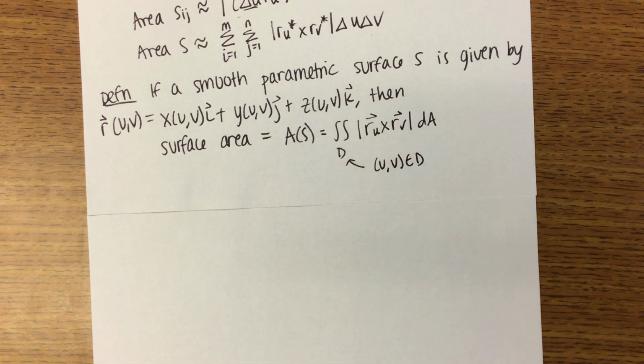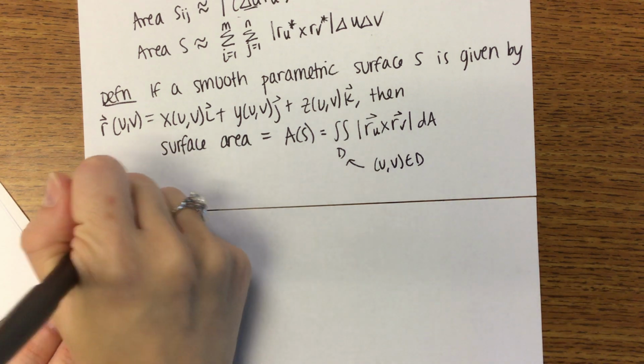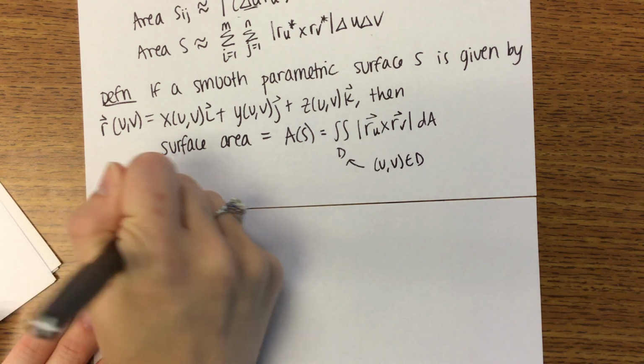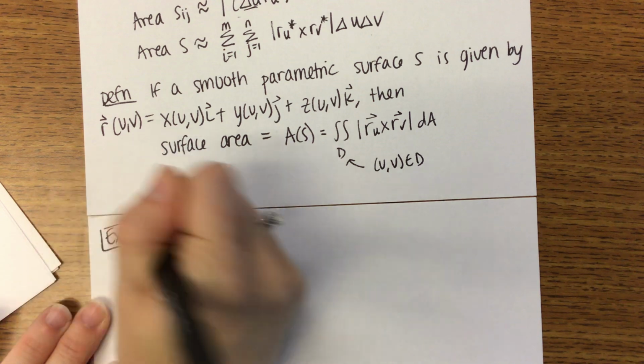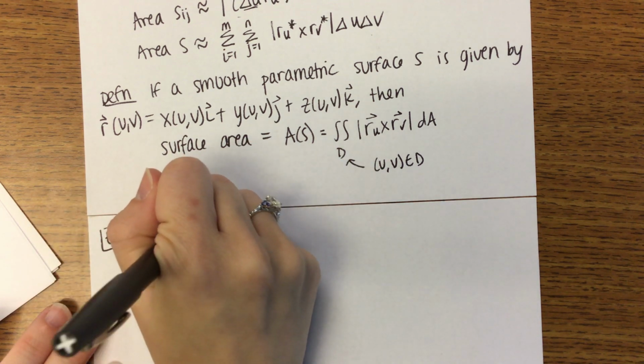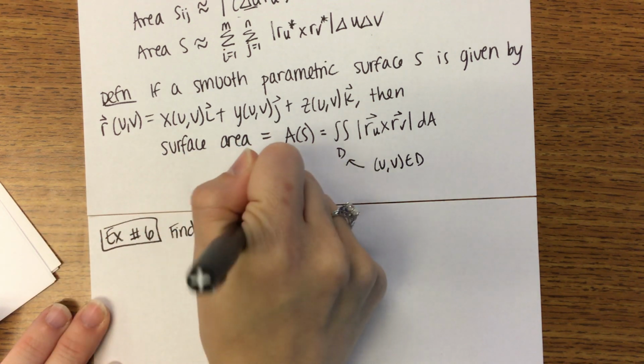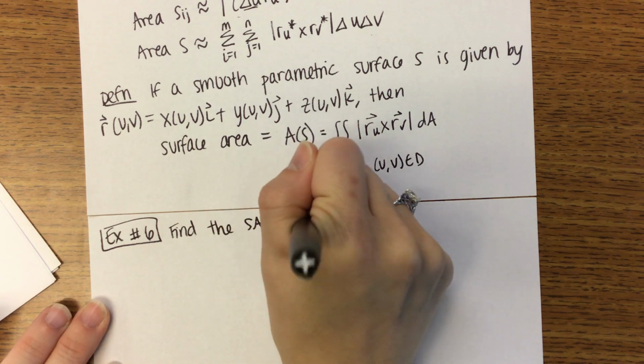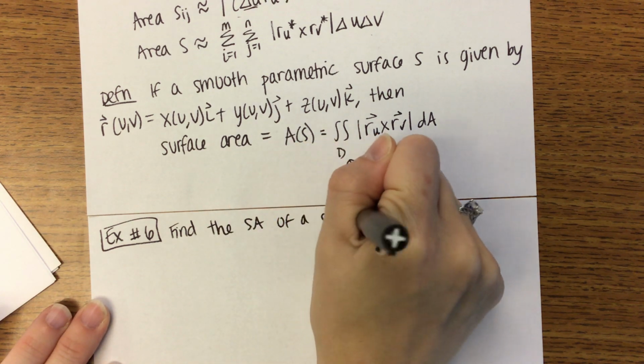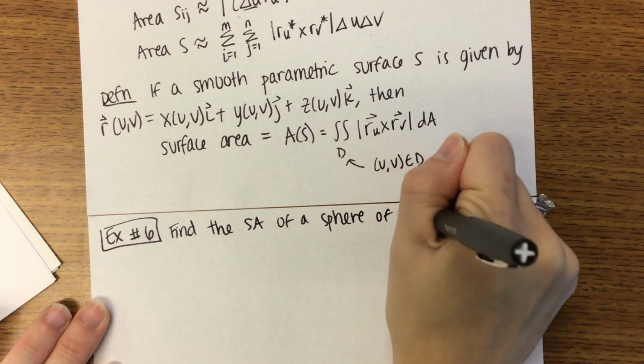Questions before we do an example? Okay, let's do an example. We are going to find the surface area of a sphere of radius a.